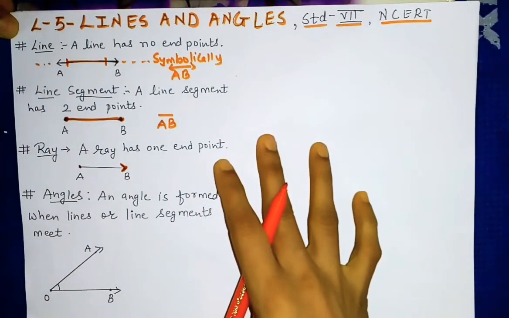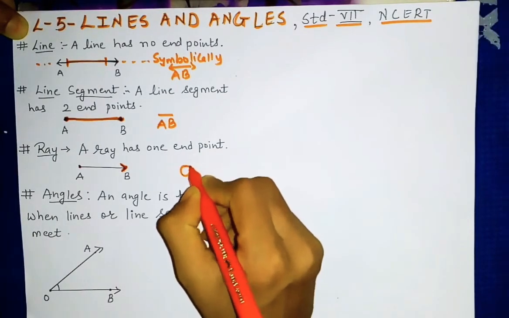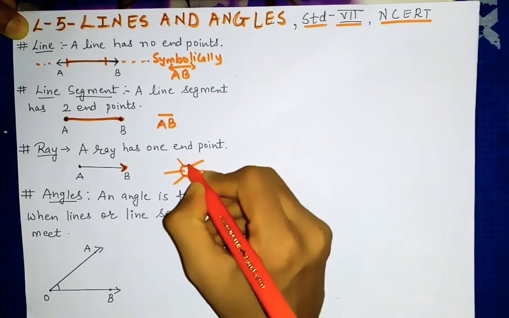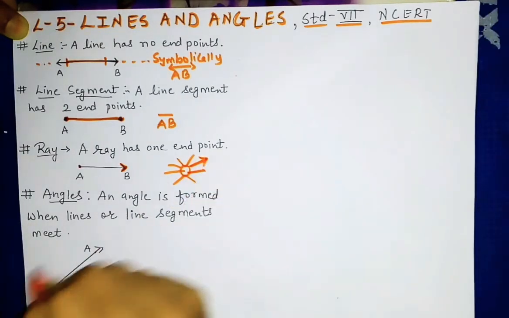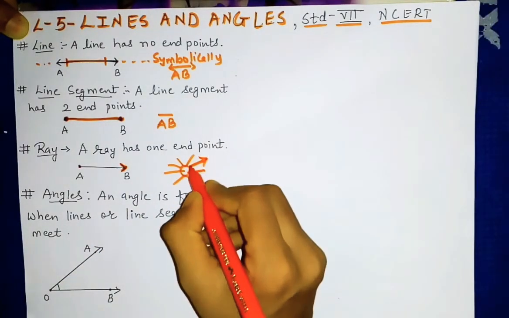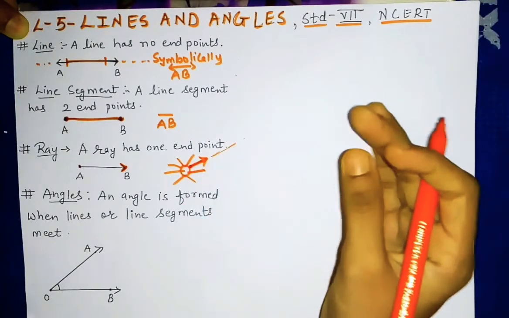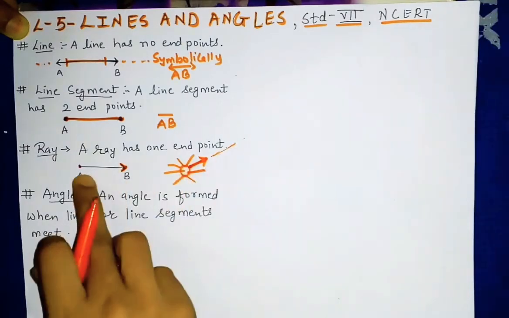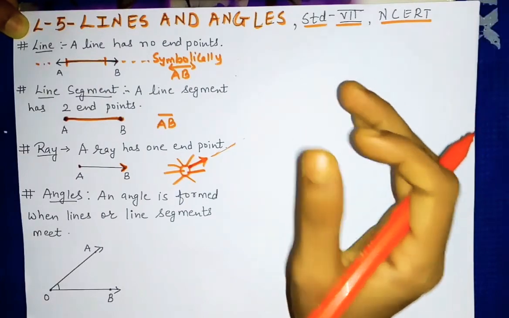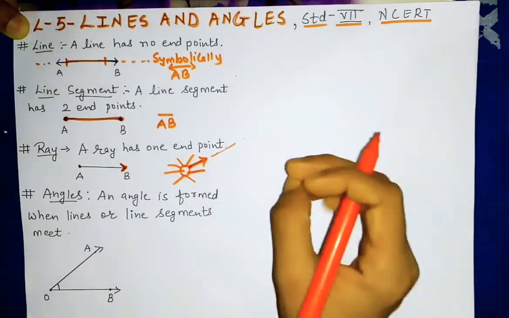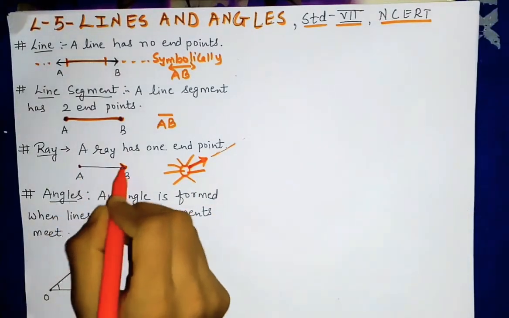You can see examples of a ray in our daily life. For example, if you see the sun, there are rays coming out from the sun. These sun rays are examples of rays, because we know the starting point, it comes out from here, but till where it goes, we don't know. So the ending point we don't know, so it has only one end point. You can also take the example of a torch light. There are many more examples in our daily life.